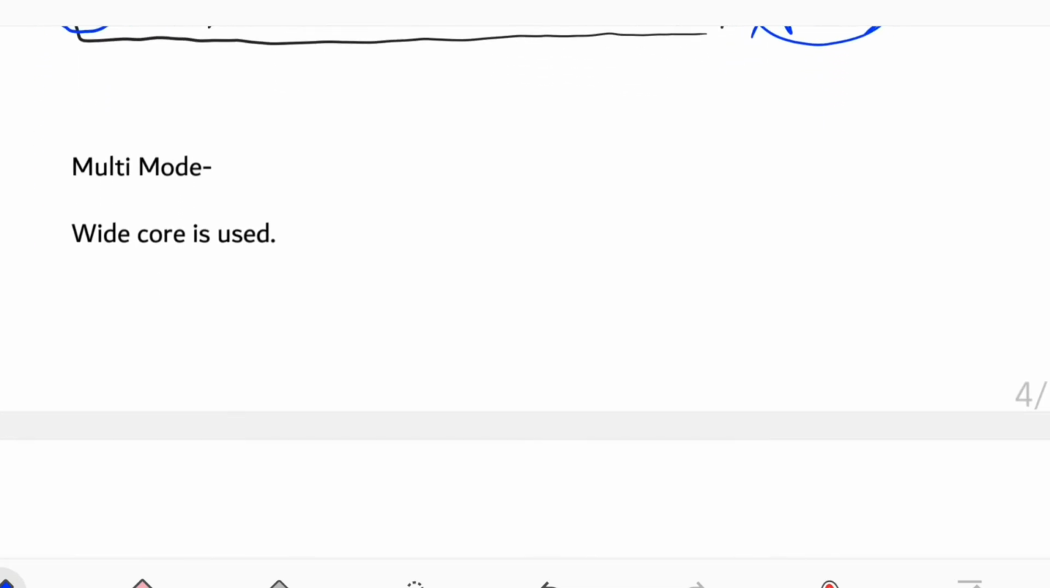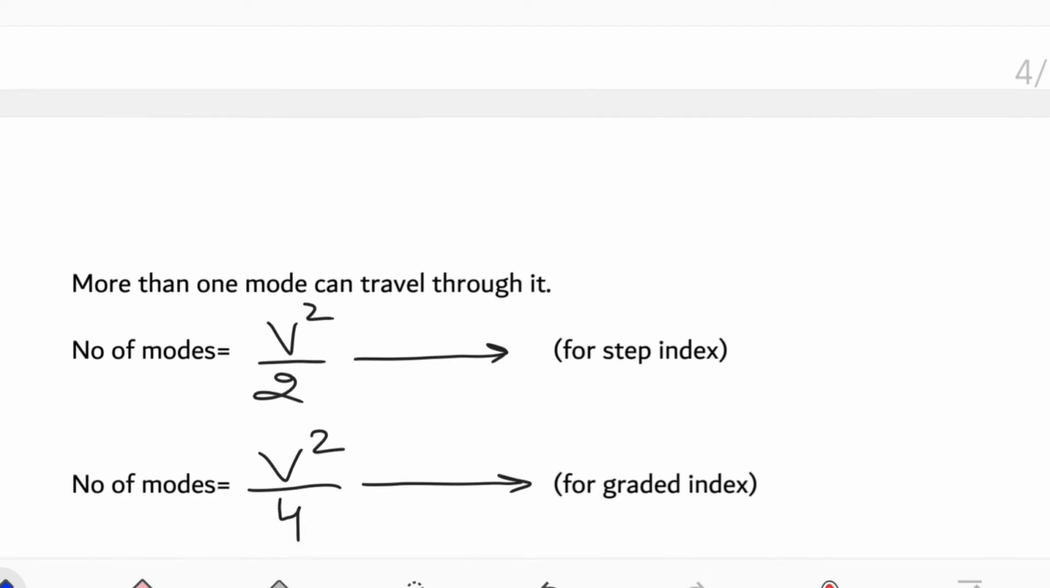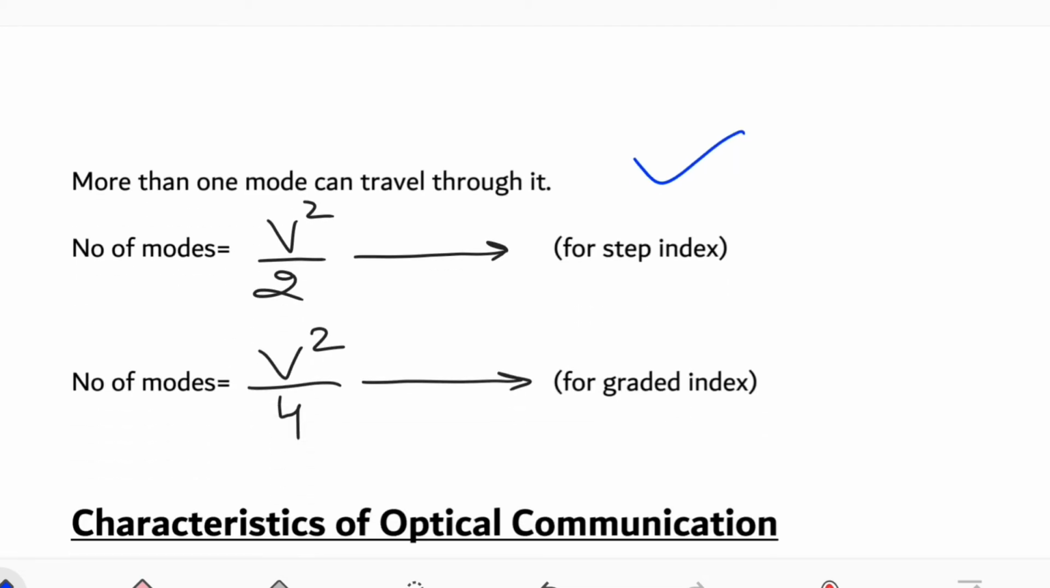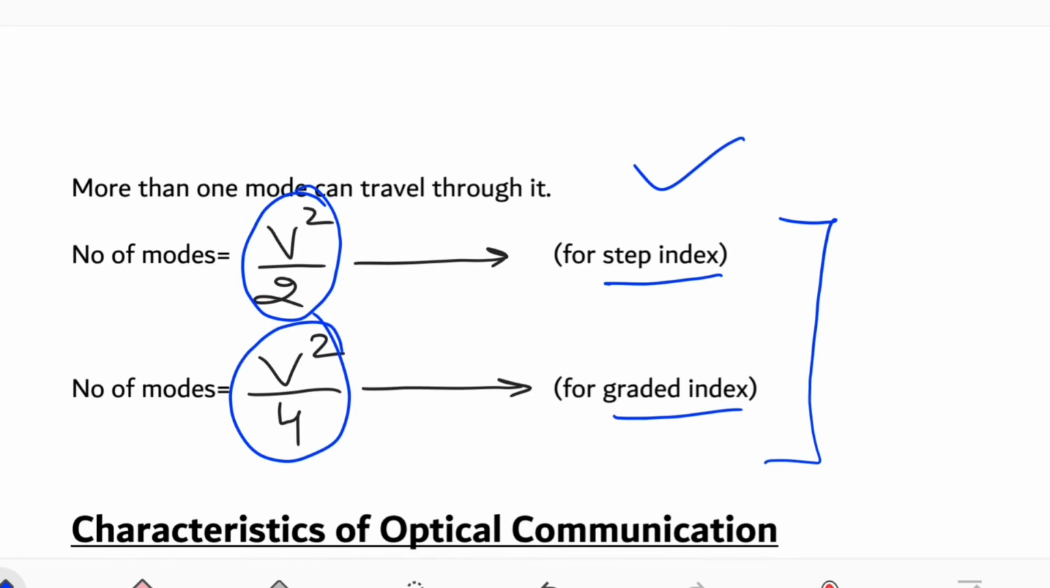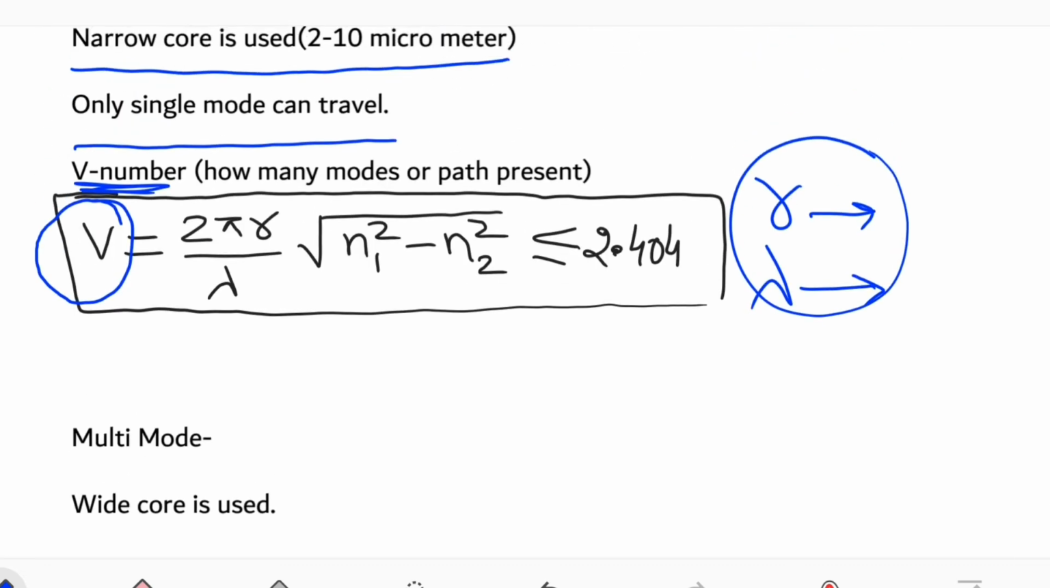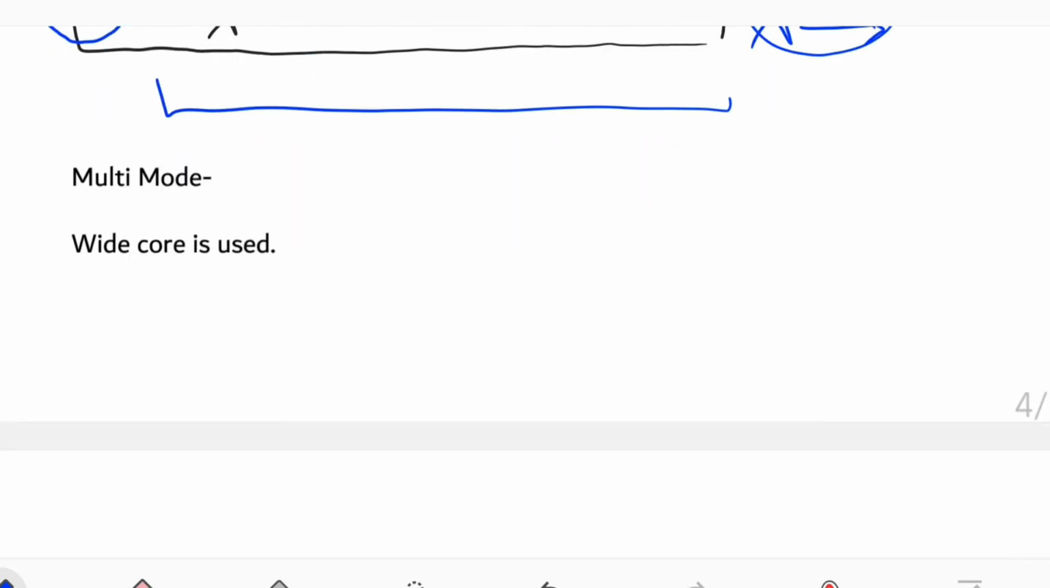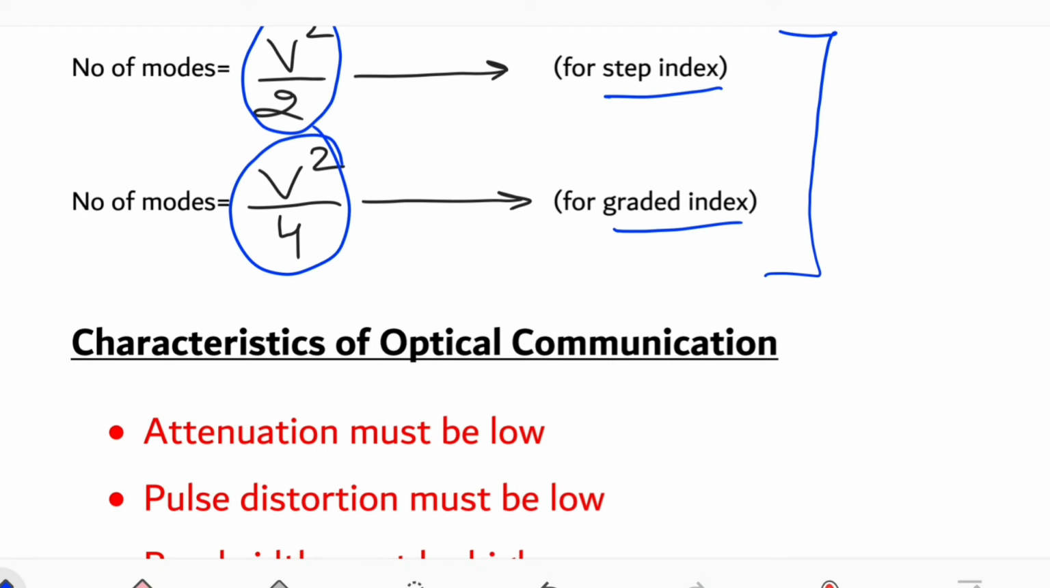For the multi-mode fiber, a wide core is used and more than one mode can travel through it. The number of modes is V square by 2 for the step index fiber and V square by 4 for the graded index fiber, and the V formula I have already given on the previous slide. This is the V formula. You just put in the values and solve it and you will get the number of modes.